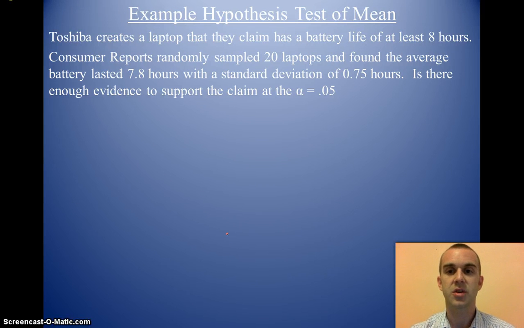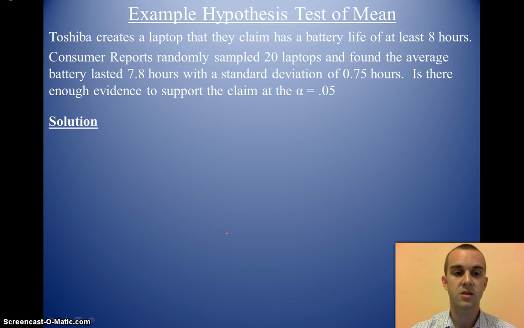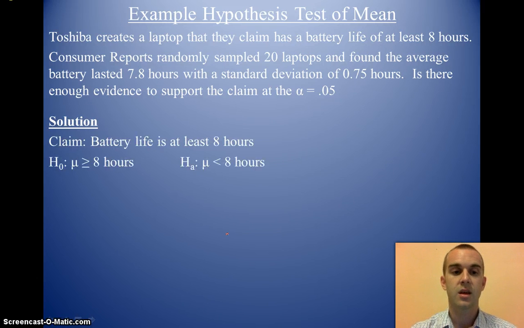So let's look at an example here. Toshiba claims to have a battery life of at least 8 hours. Consumer Report tests 20 laptops and finds the average battery life was 7.8 hours with a standard deviation of 3/4 of an hour. You want to know, is there enough evidence at the 0.05 level? So we start by stating our claim and our two hypotheses. In this case, the claim is based in the null hypothesis.